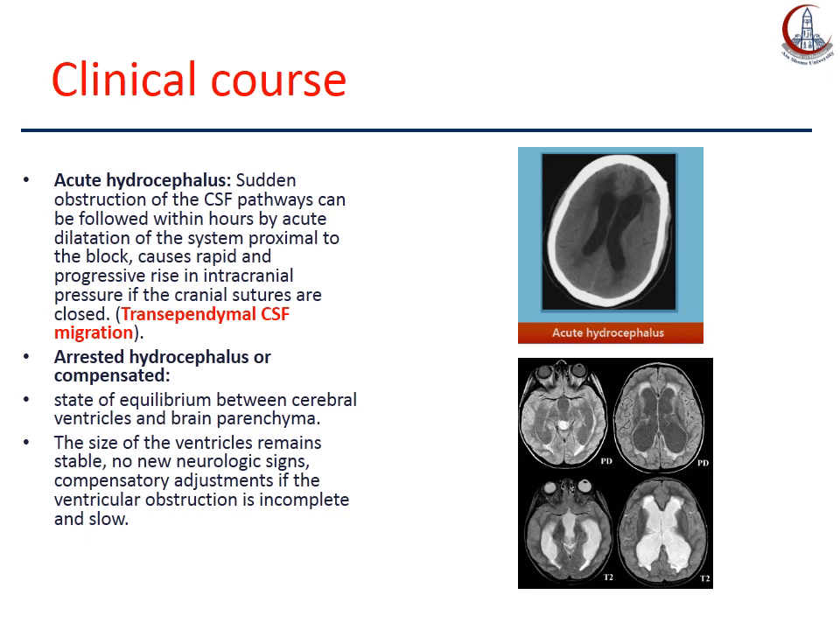In arrested or compensated hydrocephalus, there will be no transependymal migration of CSF. It is a state of equilibrium between the cerebral ventricles and the brain parenchyma. The size of the ventricles remains stable, with no new neurological signs, as a compensatory adjustment if the ventricular obstruction is incomplete and slow. In this case, we might not insert a shunt, just follow up the occipitofrontal circumference or watch for signs of increased tension.